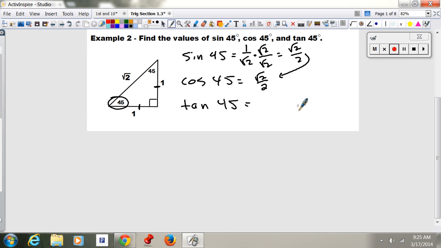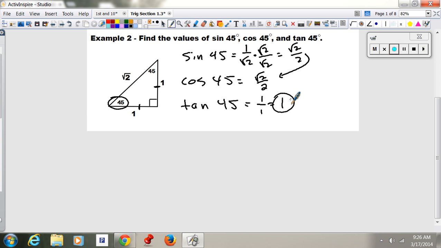Tangent at 45 degrees, opposite side is 1, adjacent side is 1. So 1 over 1, your tangent at 45 is always going to equal 1. You could even test that in your calculator. You could get it in degree mode, put in tan of 45 degrees, and you'll get out a 1. So that would be the 45 degree angle.